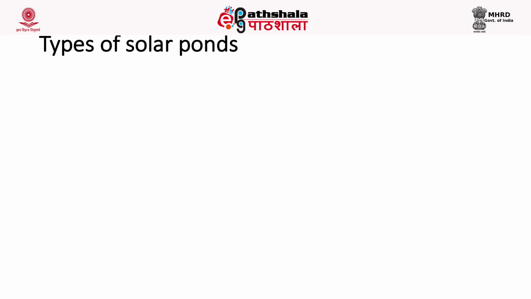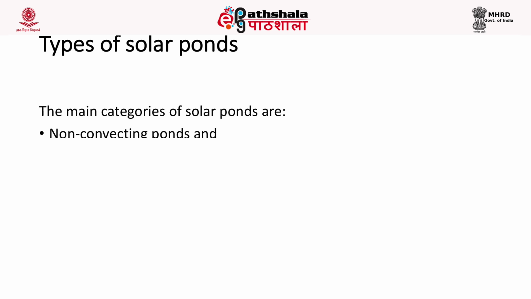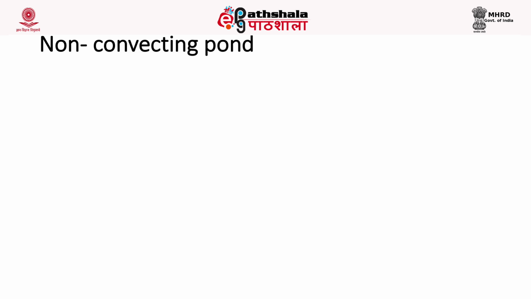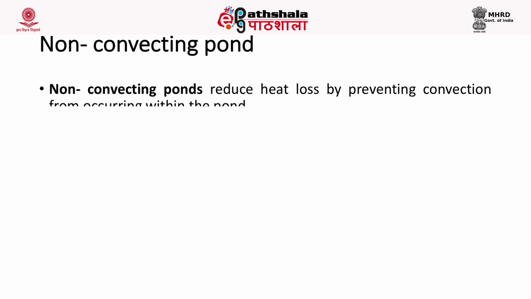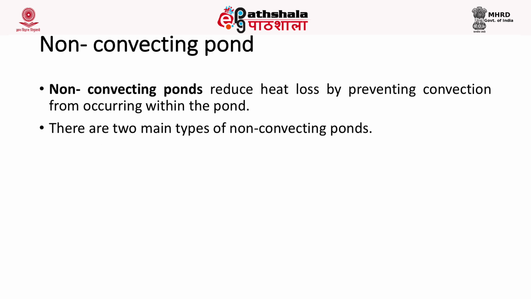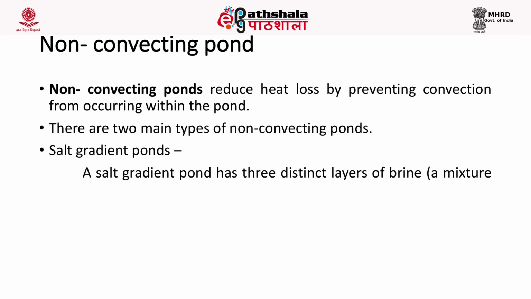What are the types of the solar ponds? The solar ponds are divided into two main categories: non-convecting ponds and convecting ponds. Non-convecting pond reduces the heat loss by preventing convection from occurring within the pond. There are two types of non-convecting ponds: salt gradient ponds and membrane ponds.